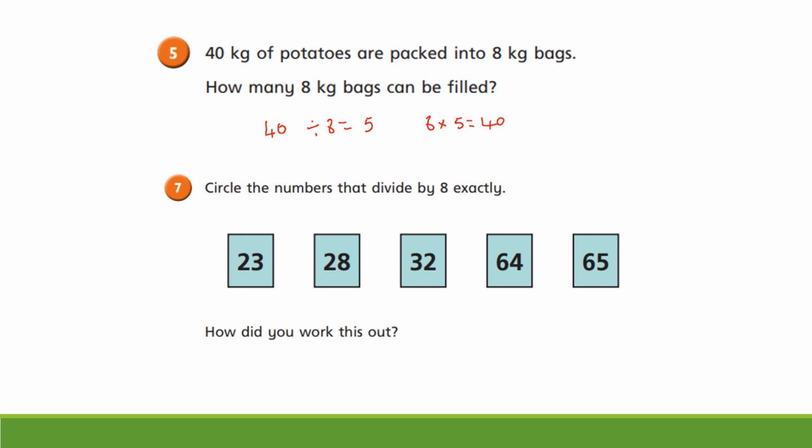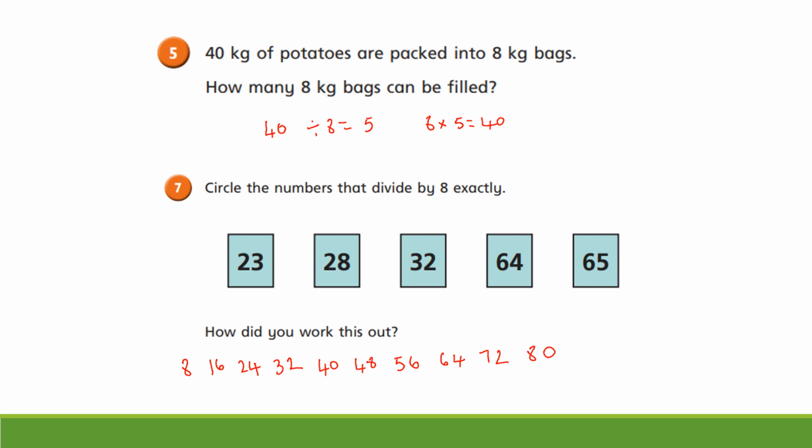Number 7, circle the numbers that divide exactly by 8. And remember, we did this previously in the lesson. We did use partitioning for some of the numbers. However, I think if you count on in eights, so let's count on in steps of 8. 8, are you counting with me? 16, good. 24, 32, 40, what comes after 40? Well done, 48. We have 56, what comes after 56? 64, what comes after 64? 72 and 80. I'm not going to go any higher because our highest number is 65.